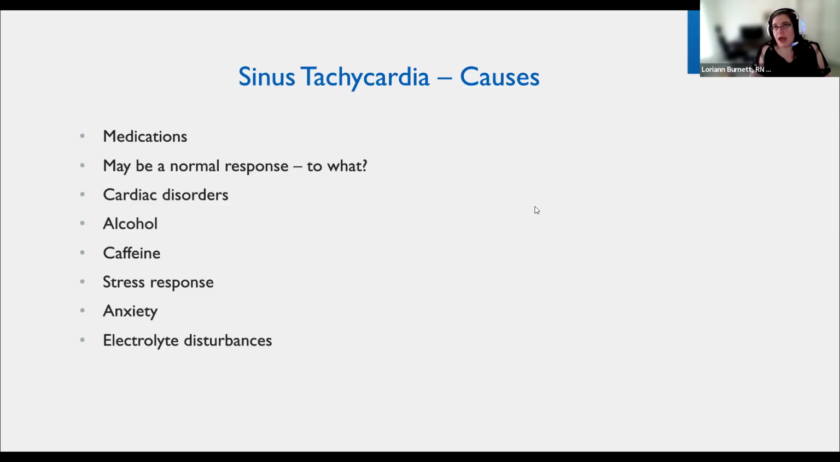Stress response, whether that is, oh my God, there's a stranger outside my door at midnight, or it's Miss B asked you a question and everyone's looking at you. Anxiety, and electrolyte abnormalities, either potassium or magnesium, can both cause tachycardia. Other things include any kind of damage to the cardiac tissue. Thyroid problems can cause it as well, but again, we want to know what's causing it.